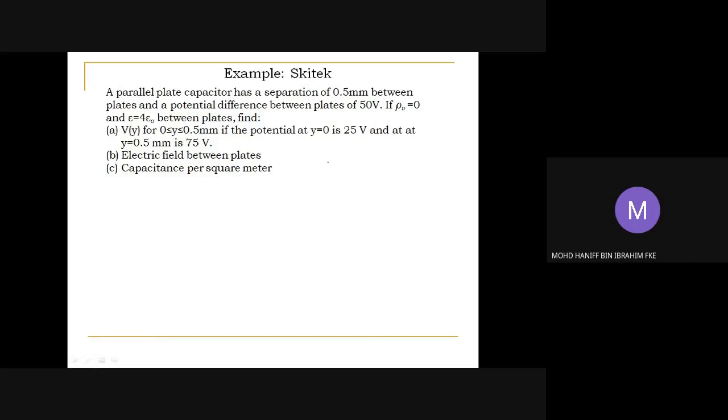We are given the same structure just now. This is 75 volt, this is 25 volt. For capacitance, we know from the equation in chapter 5 that C is given by Q over V.